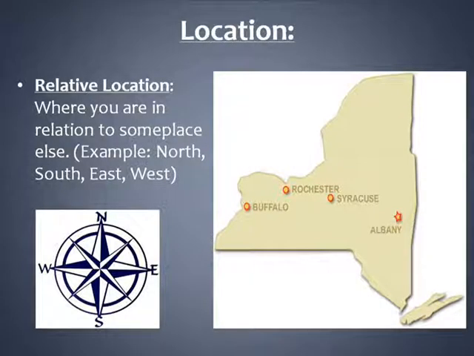So we're going to look at location as the first theme of geography, and that can be broken down into 2 different themes. First is relative location. It's where you are in relation to someplace else. So you may be north of one place or south of another. If we look at Rochester on this map and where it is in relation to Syracuse, we can say that Rochester is west of Syracuse, and that would be its relative location.